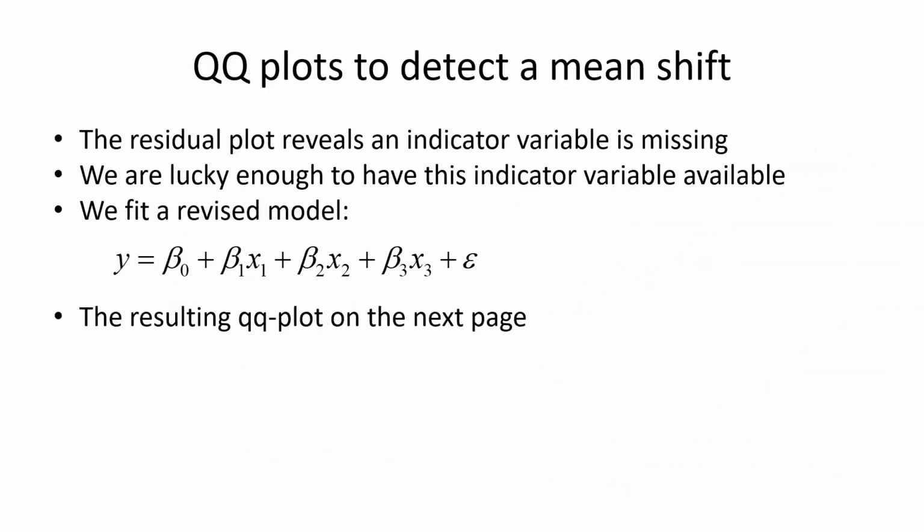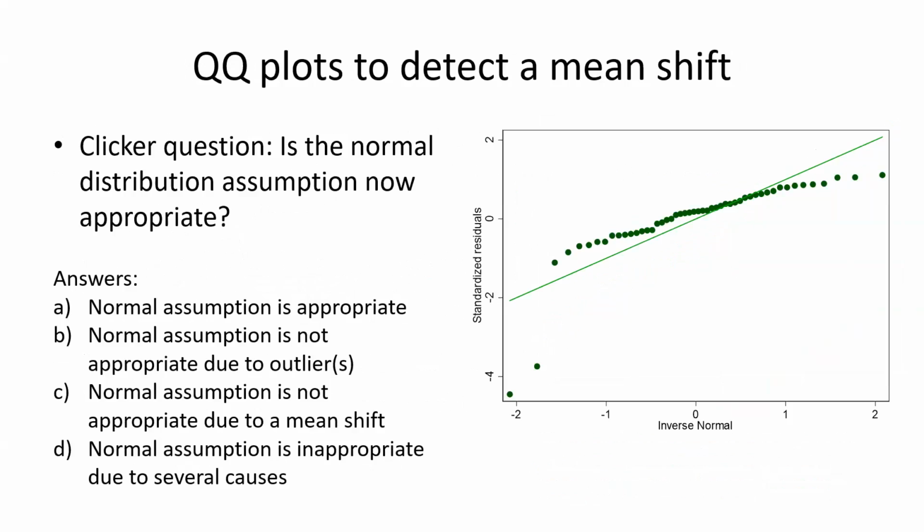So once we fit the revised plot on the next page, we get the following. So this is with the mean shift taken out. We see there are still funny things here, right? We also see that the slope is not exactly aligned with this one.